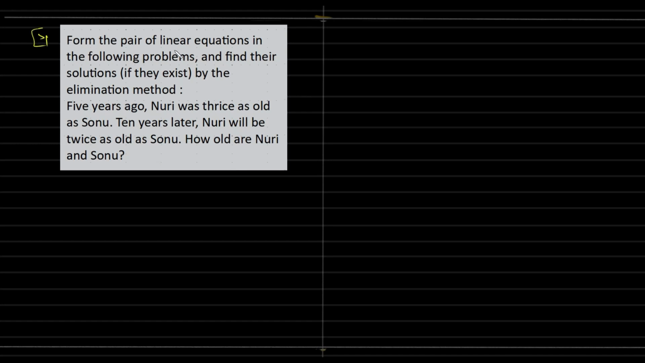Form the pair of linear equations in the following problems and find their solution, if they exist, by elimination method. 5 years ago, Neeru was thrice as old as Sonu. 10 years later, Neeru will be twice as old as Sonu. How old are Neeru and Sonu?